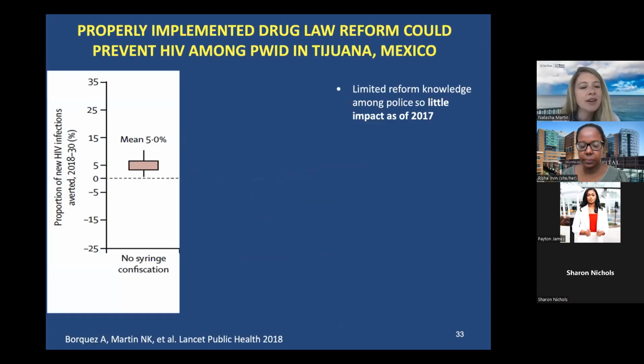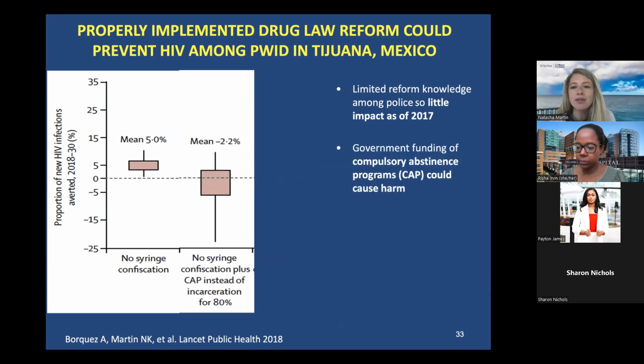And what Anique found was that with the small change that we saw in terms of reductions in syringe confiscation after the reform happened, that likely could avert 5% of new HIV infections from the time we did this analysis, 2018 to 2030. So a small but important impact in terms of that small change in reducing HIV infections in the future.